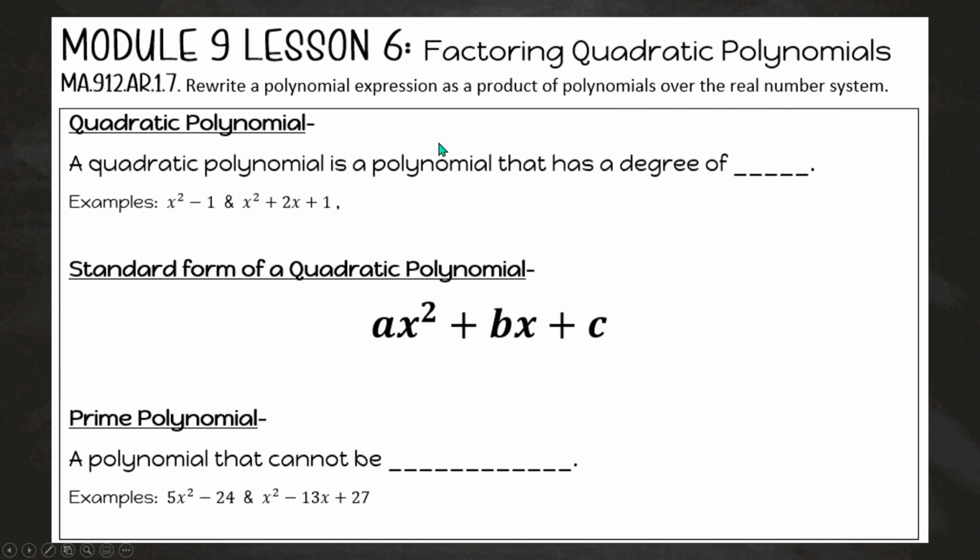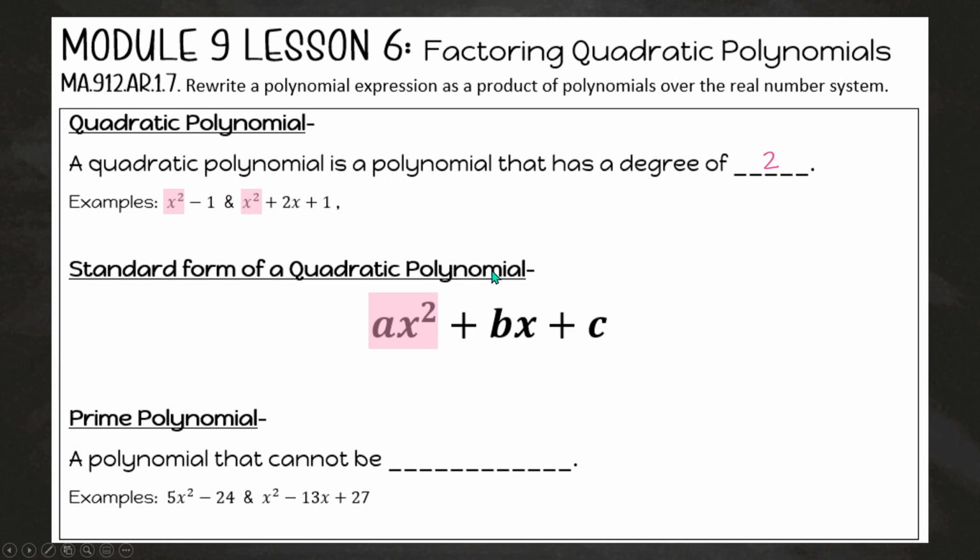So what is a quadratic polynomial? A quadratic polynomial is a polynomial that has a degree of 2. So remember, that's when our base, our variable, has an exponent of 2. So examples of quadratic polynomials are x squared minus 1 or x squared plus 2x plus 1.